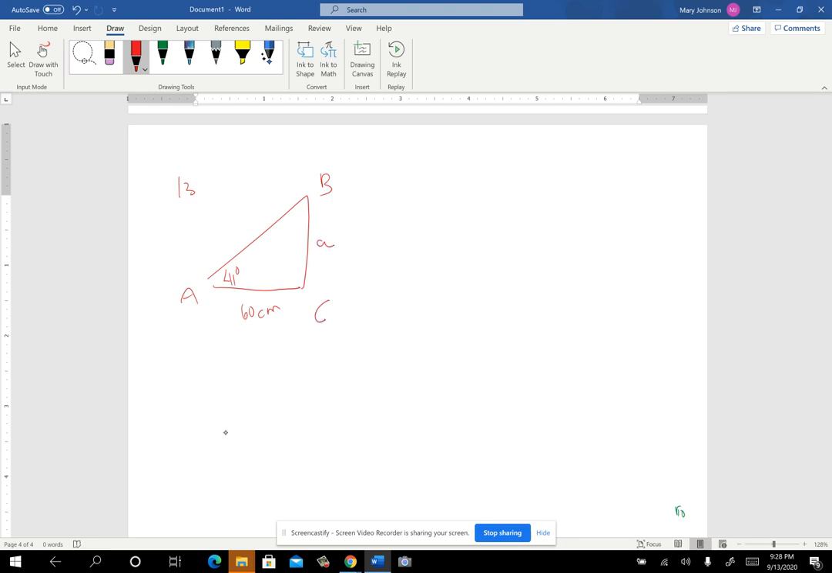Okay, so these problems, you're thinking SOHCAHTOA, and you're looking at how, if this is your angle, this would be adjacent, this would be opposite. So tangent of 41 degrees should equal the A over 60. Okay, then you need A, so you're going to multiply both sides by 60. Here's where your algebra comes in. And A is going to equal 60 times the tangent of 41 degrees.